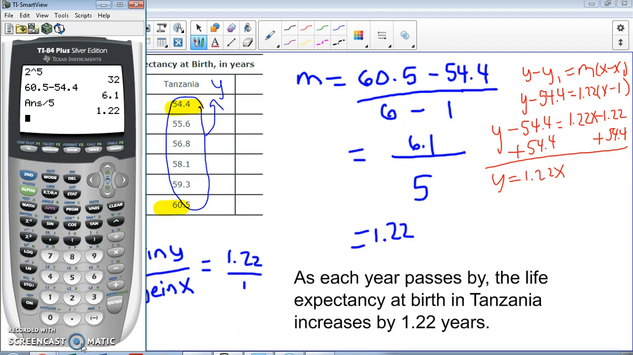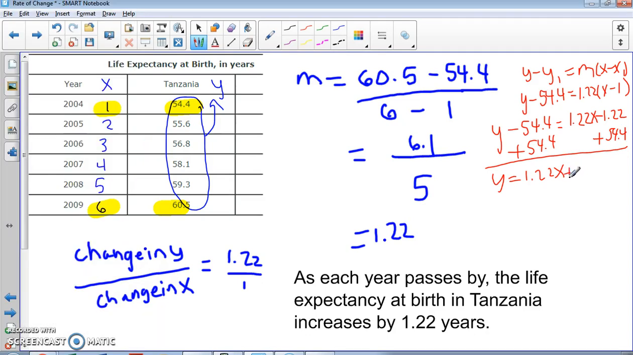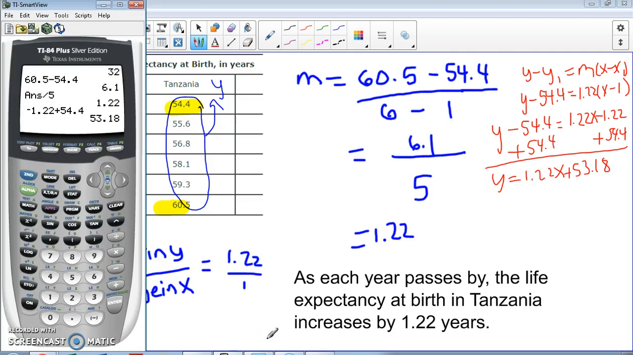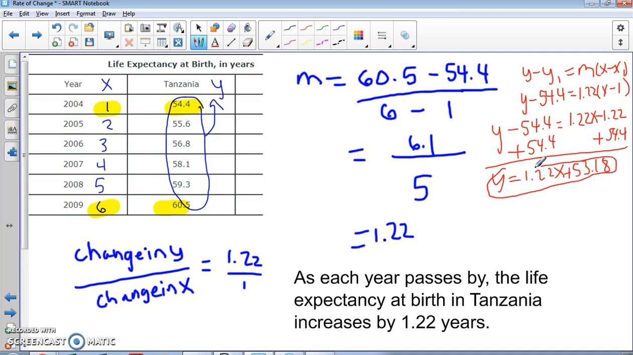So I'm going to do negative 1.22 plus 54.4, and we're going to get 53.18, and let's double check that. Right, so there's that equation that we wanted.